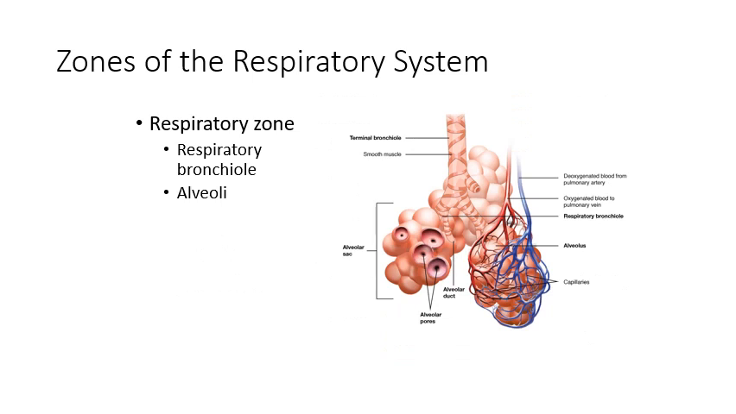The respiratory zone consists of just the respiratory bronchioles, which are these tiny little bronchioles here, and the alveoli themselves. The alveoli look like little air sacs. They kind of look like a cluster of grapes. Each one of those is an alveolus, which is the singular term, and alveoli is plural.